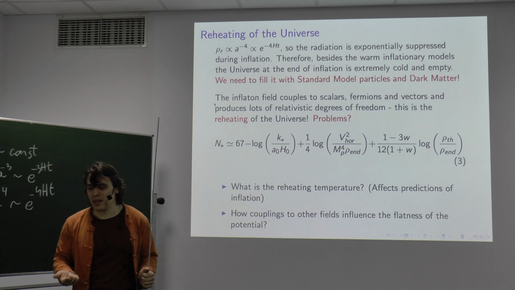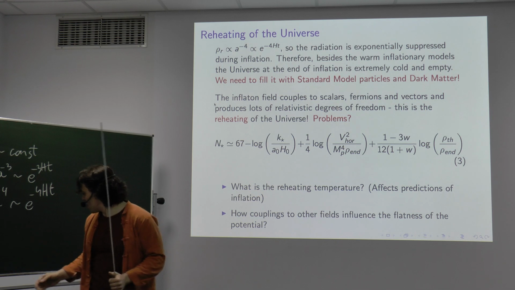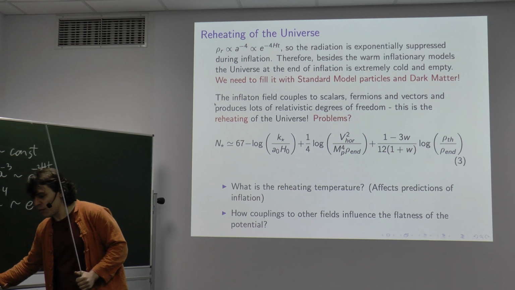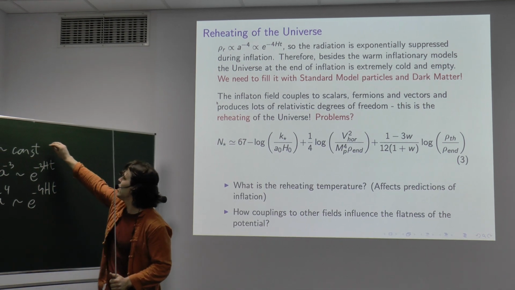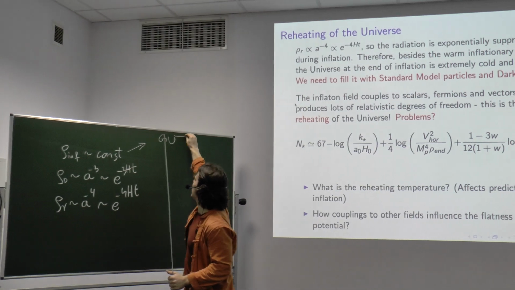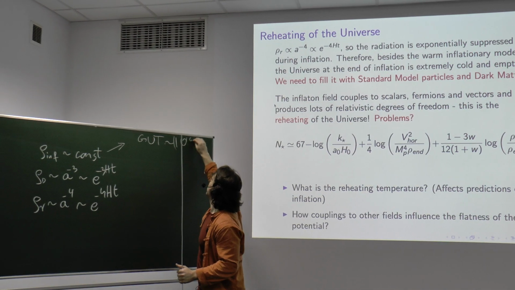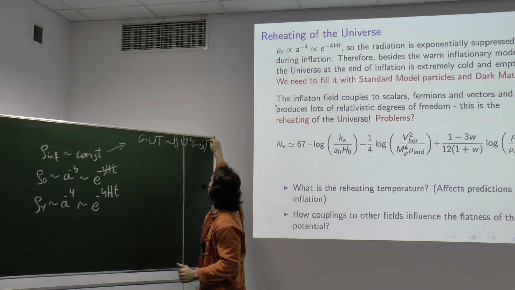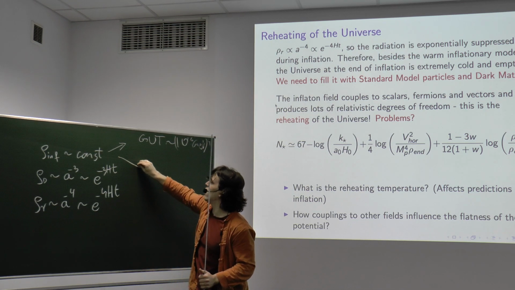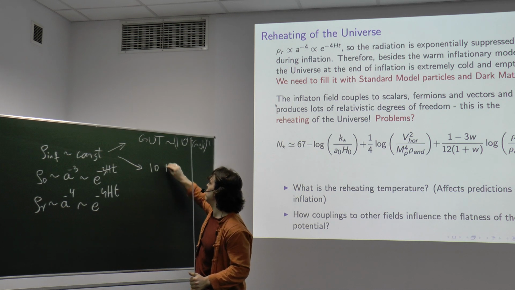The second problem is that we don't really know when reheating happened. When we talk about inflation, you can say the highest scale for this is the GUT scale, which is like 10^16 GeV to the power of 4. And the lowest scale of inflation is more or less like what? Dozens of MeV.